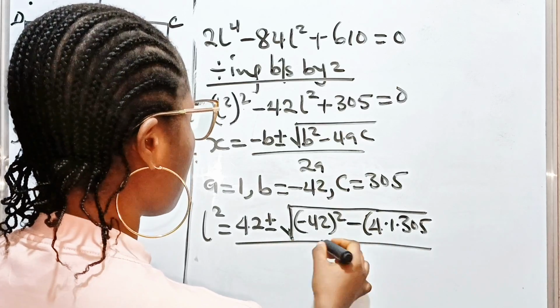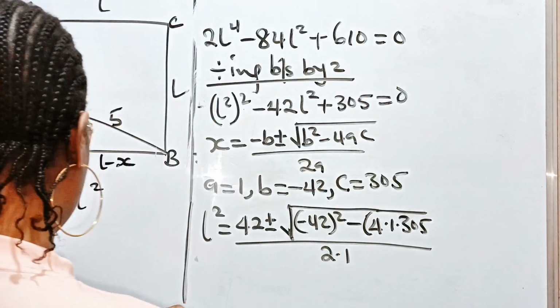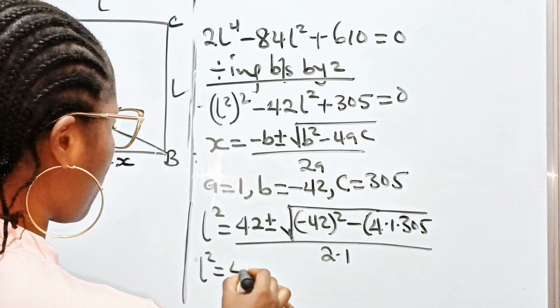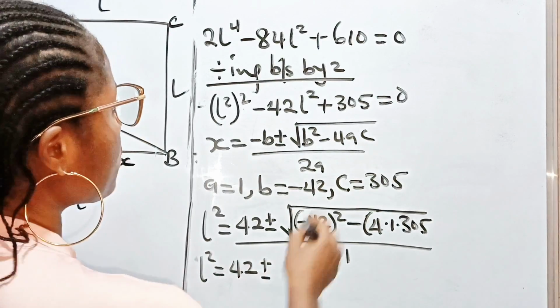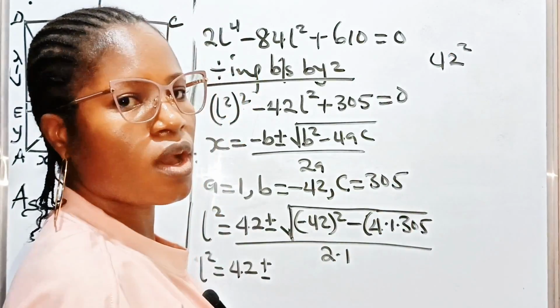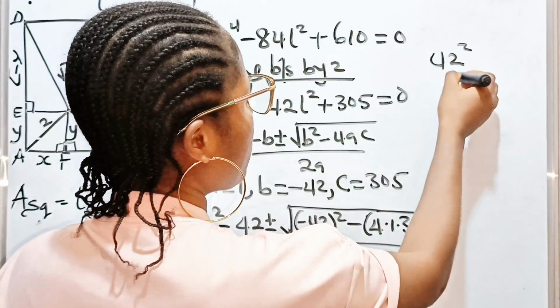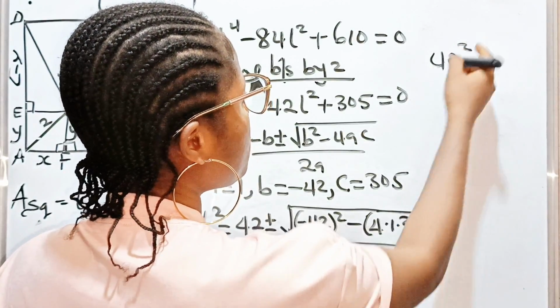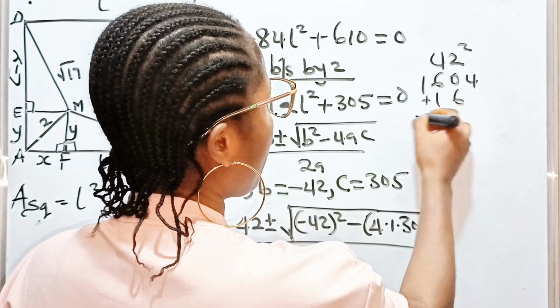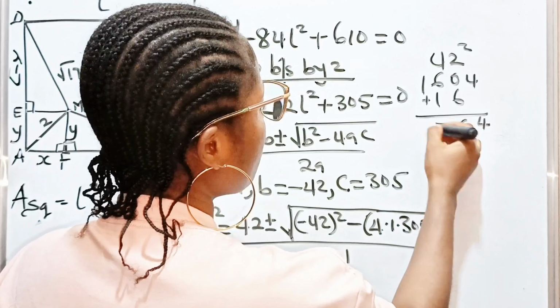Now everything divided by 2 multiplied by 1. So L squared is equal to 42 plus or minus. Now 42 squared, I'll do this quickly using a math trick. 2 squared is 4, I write 04. 4 squared is 16. 4 times 2 is 8, times 2 is 16. I will add 4, 6, 7, 1.